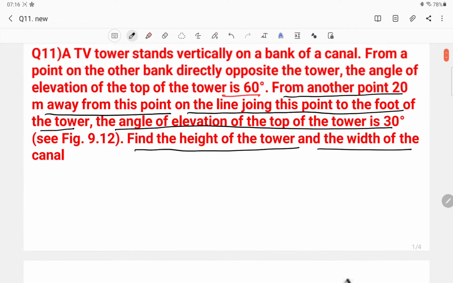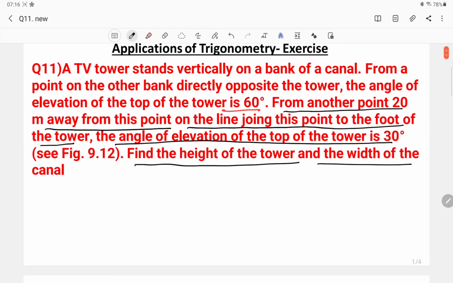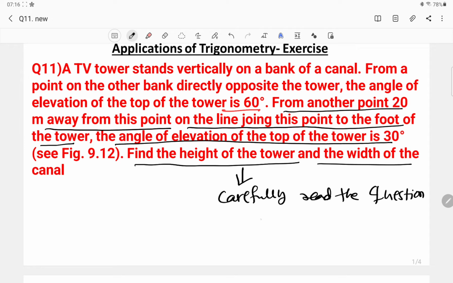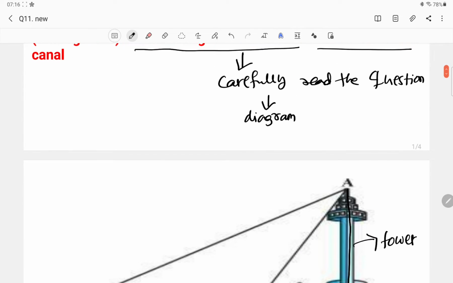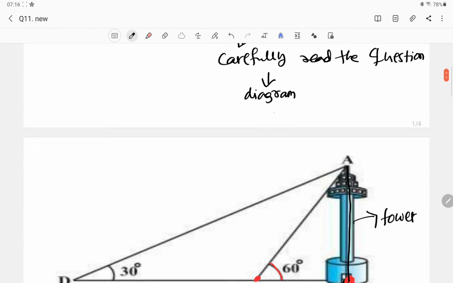Dear children, I told you the first and foremost thing in this chapter is to read the question thoroughly. Carefully you have to read the question. This is a lengthy question, but there is nothing in it. Very simple it is. Carefully read the question, then draw the diagram. Even though the diagram is given in this question, if the diagram is not given, you are supposed to draw it. Then afterwards you are supposed to apply the appropriate trigonometric ratio.